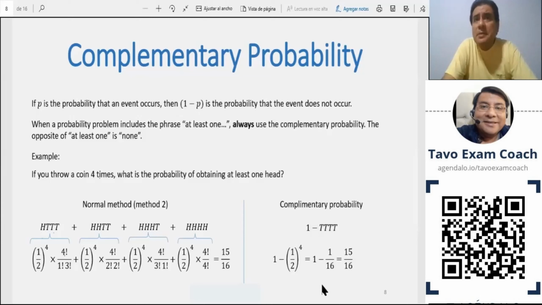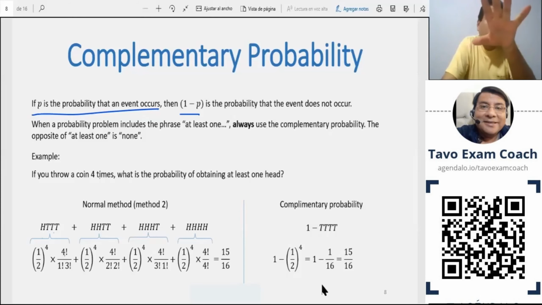For example, if P is the probability that an event occurs in a certain manner, 1 minus P is the probability that the event doesn't occur that way. So that is what we call the complement, or the complementary probability. So why is this relevant?